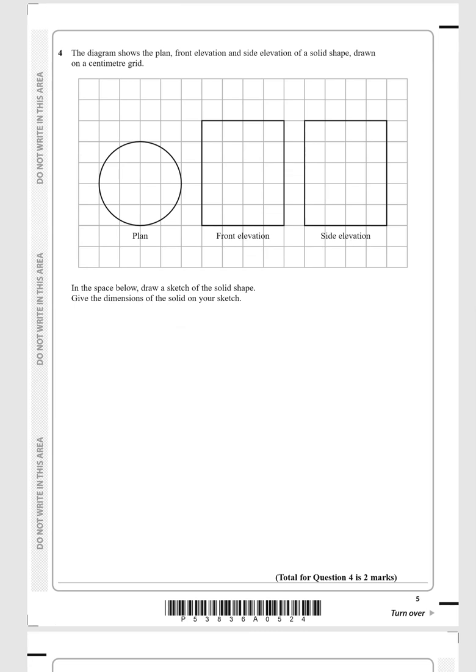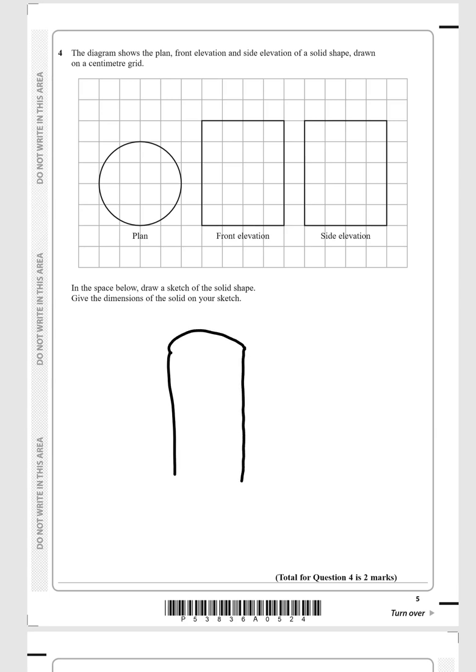The diagram shows a plan, front elevation, side elevation of a solid shape drawn on a centimetre grid. Right, in the space below, draw a sketch of the solid shape given the dimensions. Okay, so we need to sketch it from these plans. Right, well, so we've got a rectangle, but from the top it's a circle. So actually it's going to give me a cylinder. So let's do a sketch of a cylinder, then we'll put some dimensions on.